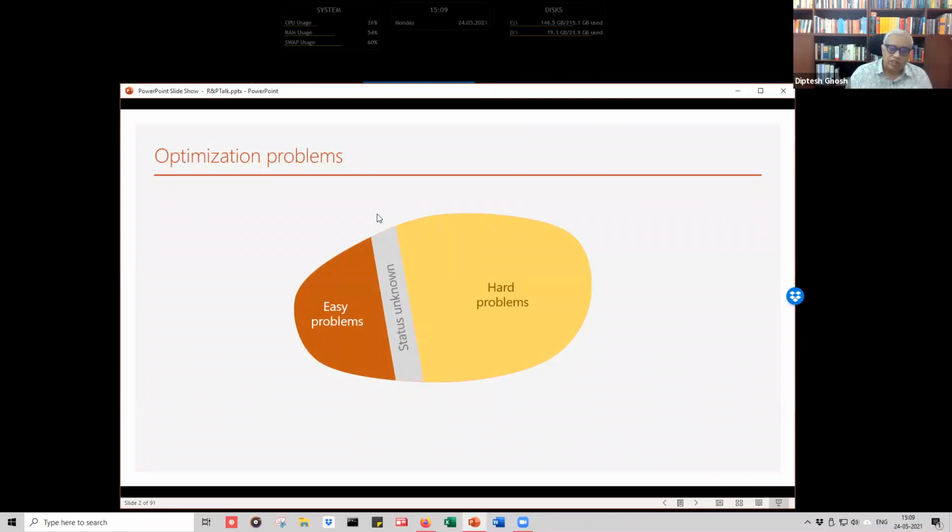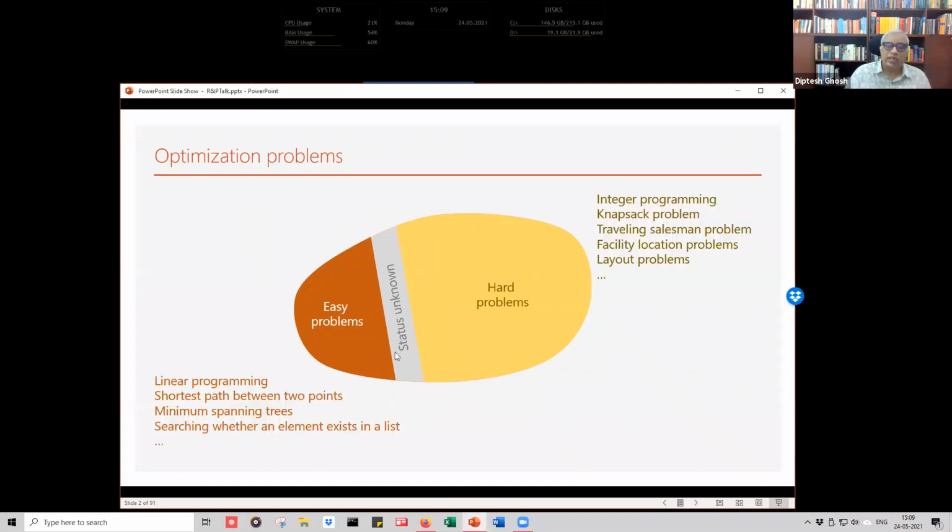There is, of course, a bunch of problems whose complexity status is not known. It's not known whether they're easy or whether they're hard, and the only way to find out is to prove one way or the other. Now, both these types of problems exist in multitudes. So for instance, linear programming is an easy problem.